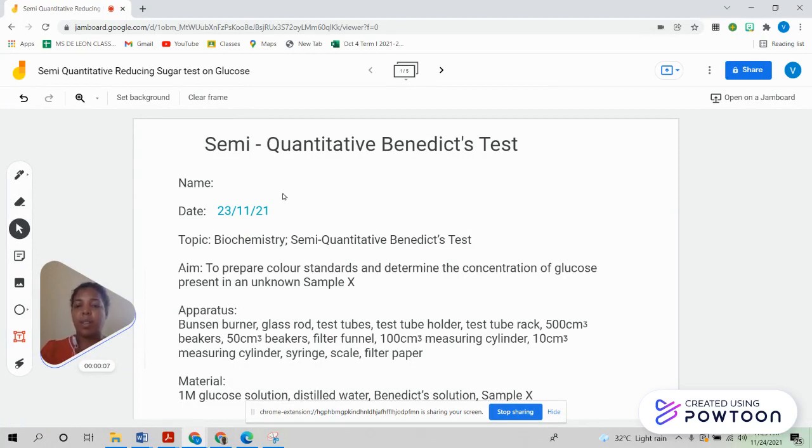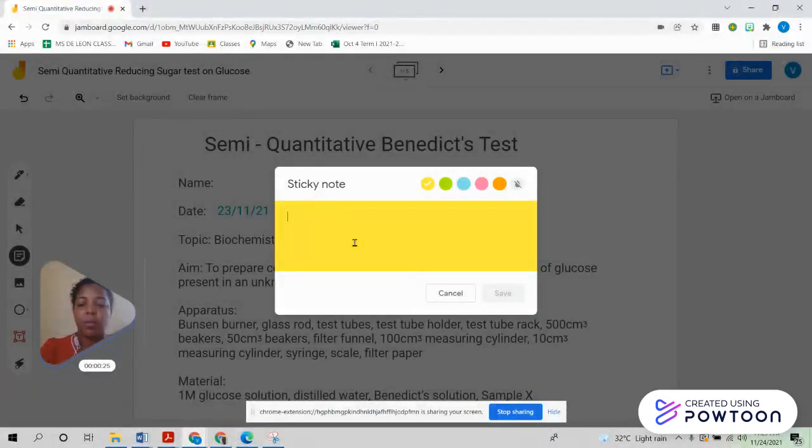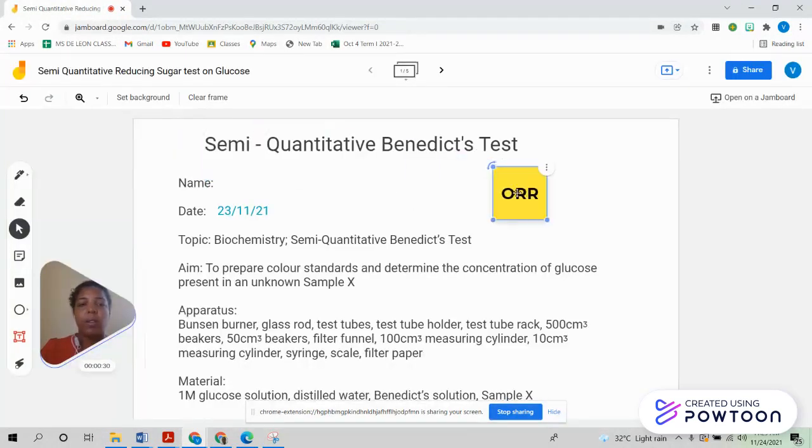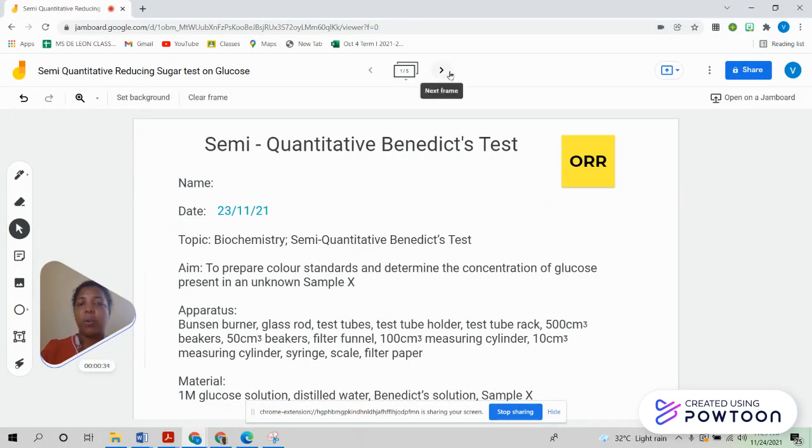Today I'm going to explain the semi-quantitative Benedict's test that we did. So, as before, you're going to put your name and the date, and the topic, your aim, your apparatus, your material. This lab is going to be marked for ORR. So make sure you go to the skills requirement guidance that I have posted for you before. I think it would be in the SB section on your Google Classroom.